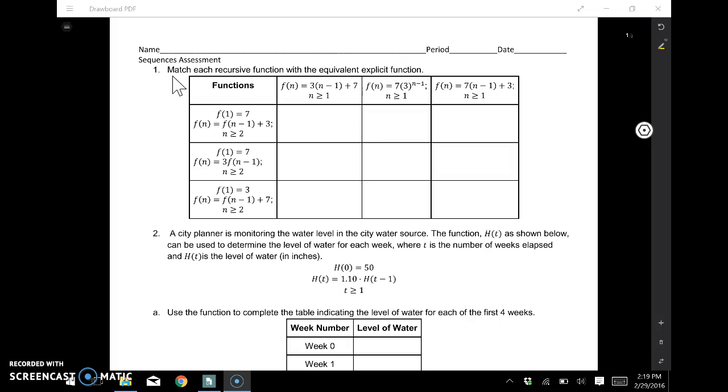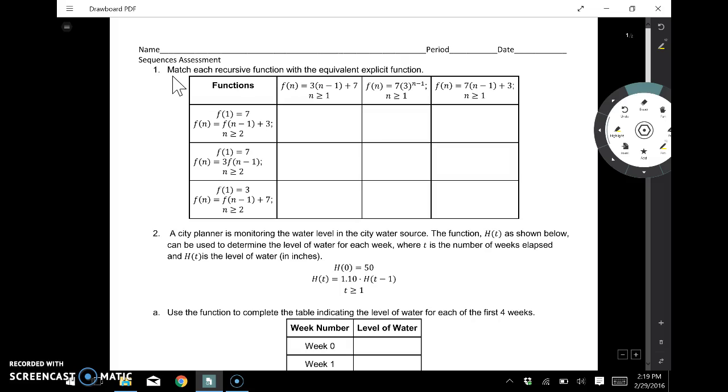Let's jump right in. Number one and number two, we kind of went over in class, but I just wanted to go over a little bit more in detail this whole idea of recursive and explicit. On the left hand side, all of those are actually recursive. If you look at it, there's not a lot going on over here. The first one says f of 7, so the initial term is 7.